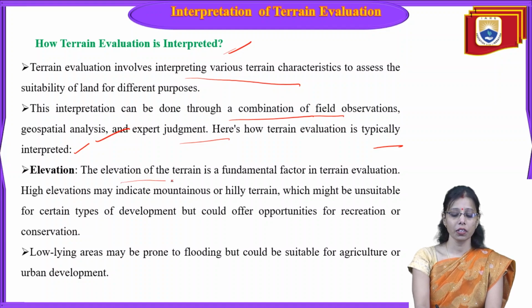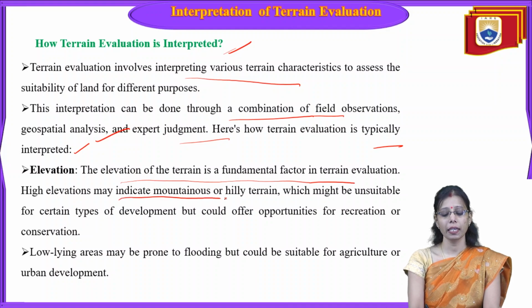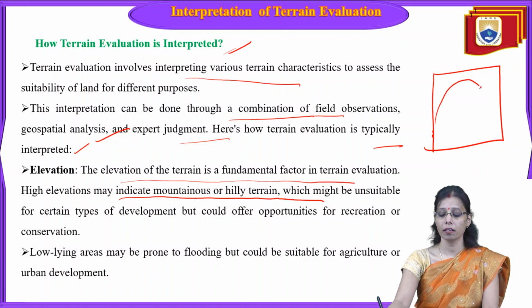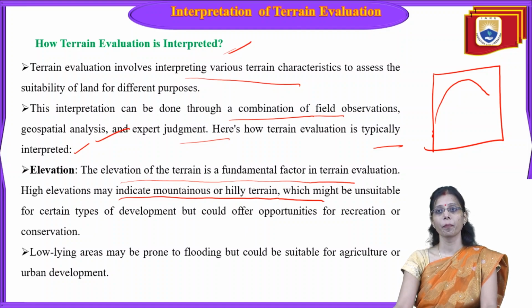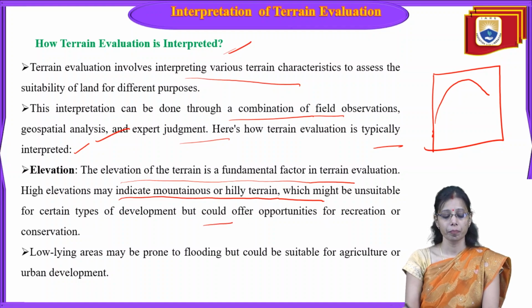So, elevation. Elevation of the terrain is a fundamental factor in the terrain evaluation. High elevations may indicate mountainous or hilly terrain, like I said before. Also, if there is an aerial photograph of a high elevation area like this, that means it is a mountainous and hilly area. When you see a satellite image, the texture of that hilly area will be somewhat rough, and we can see ups and downs in the satellite image or aerial photograph, which might be unsuitable for certain types of development, but could offer opportunities for recreation or conservation.